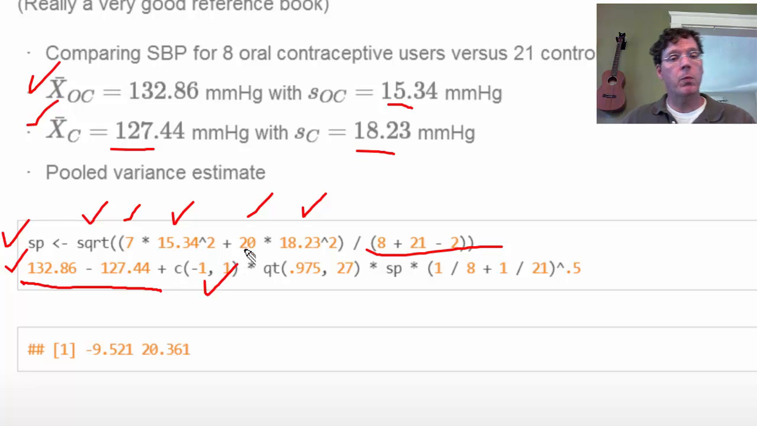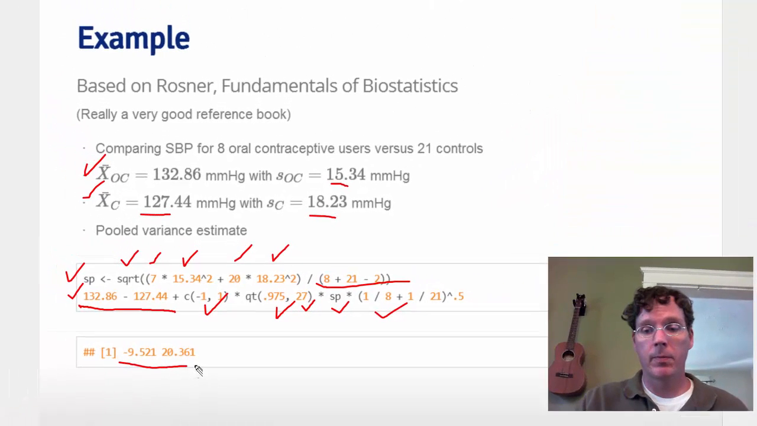Then I want to add and subtract the relevant t quantile, 27 degrees of freedom, which is 8 plus 21 minus 2, times the pooled standard deviation estimate times 1 over n1 plus 1 over n2 raised to the 1/2 power. I get about -10 to 20. In this case, my interval contains 0, so I cannot rule out 0 as the possibility for the population difference between the two groups.